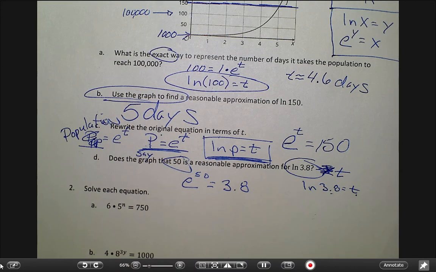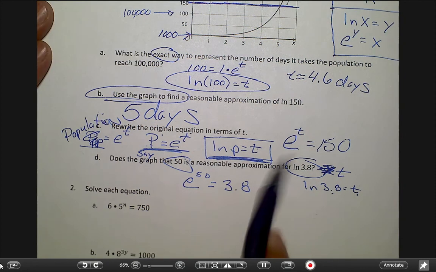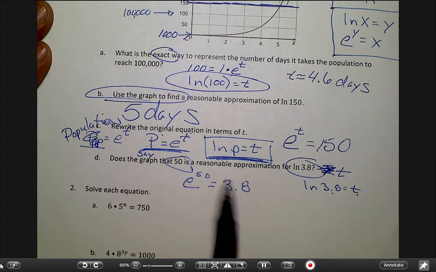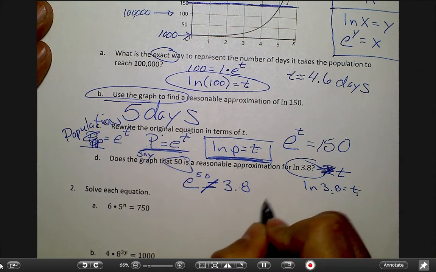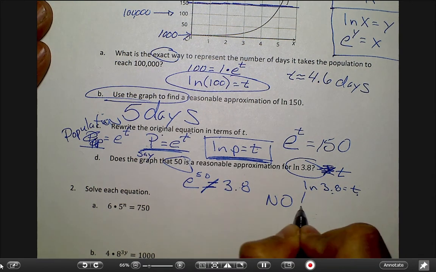Now, is that right? Is that close to right? No, it's not. e to the 50 is going to give you some huge number. So this one's not going to be right. If I rewrite these to make it look like this, you could actually see, all right, this one is not equal to 3.8, so you would say no, exclamation point. There we go.